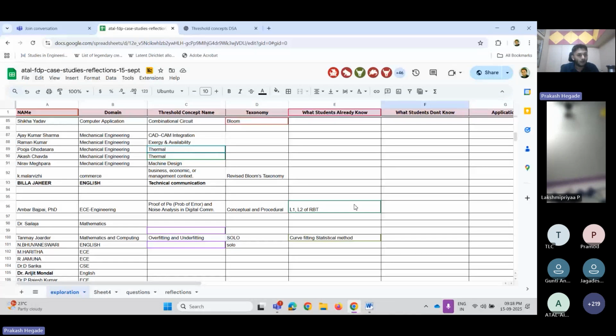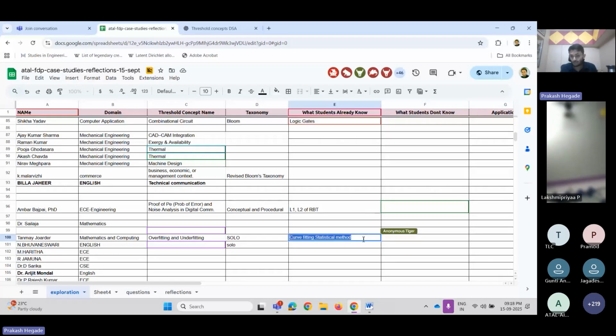Okay. Tanmay sir, yes, overfitting and underfitting. They know the curve fitting statistical method. Perfectly right. Do they also know about this? This could be interesting, right? Don't students also know about, let's say, a flood coming in or a drought coming in? They know that extremes are not good, right?